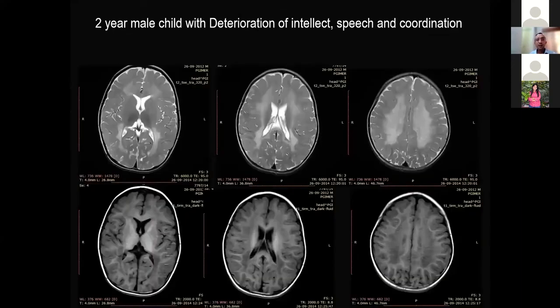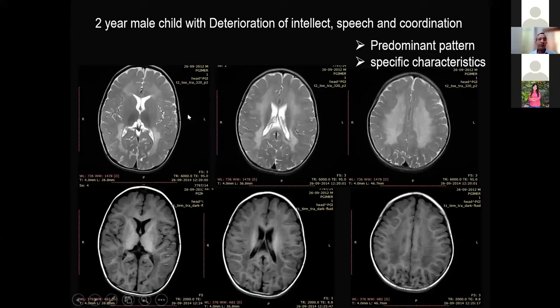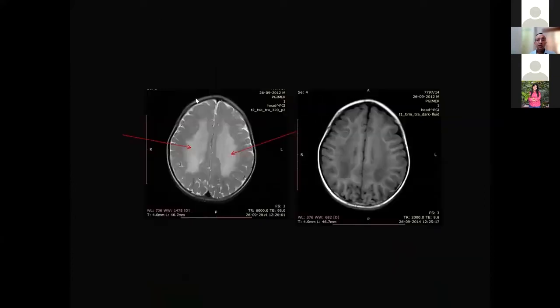In the child with the duration, as discussed, always first look for the predominant pattern and the specific characteristics. So in this case, there is bilateral symmetrical involvement of the periventricular white matter with relative sparing of the subcortical white matter. The changes are more pronounced on both T1 and T2 weighted images. The special characteristic in this is the radial stripes, which refers to the tigroid pattern.